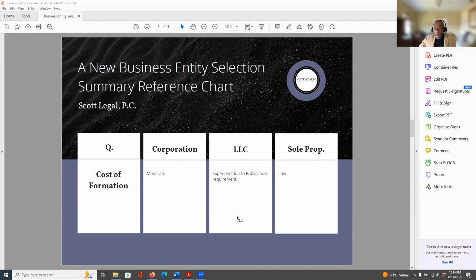The sole proprietorship, the cost of formation is low, and LLC incorporation, it can be moderate. LLC can be expensive with the publication requirement, but without that, it can be moderate. It's usually $200 to $300 to set up an entity. Sometimes it can be much more expensive if you want the entity set up very, very quickly. Almost all jurisdictions allow for expedited processing, so like let's say 24 hours or even sometimes 2 hours. And if you want to do that, that can be more expensive. But generally speaking, setting up an entity is not that expensive.